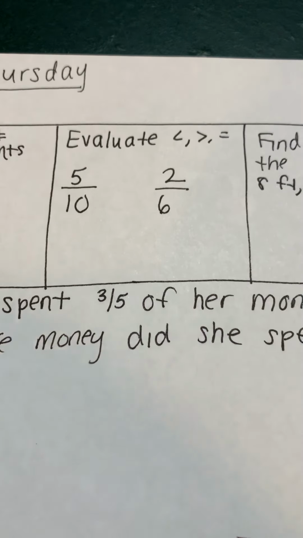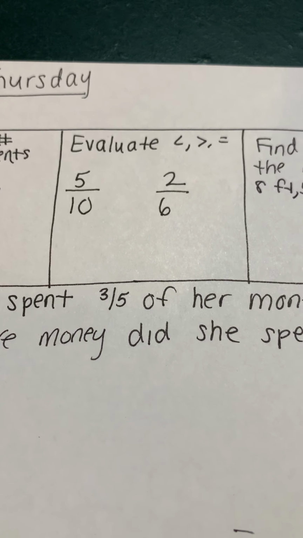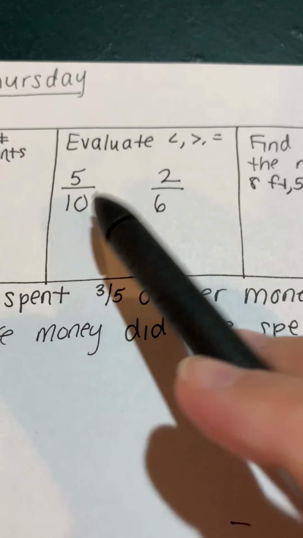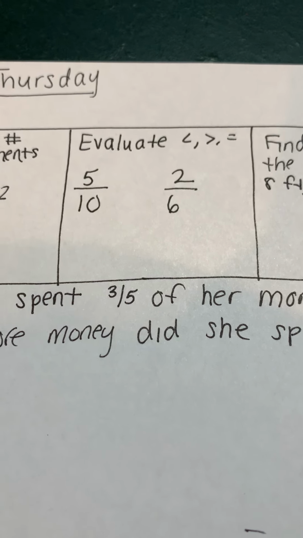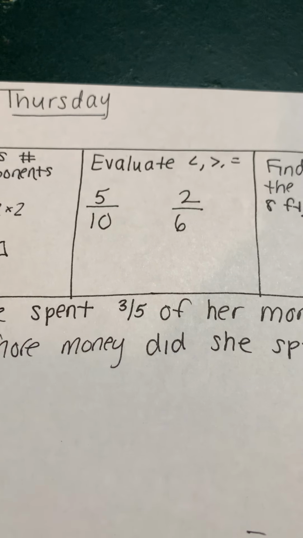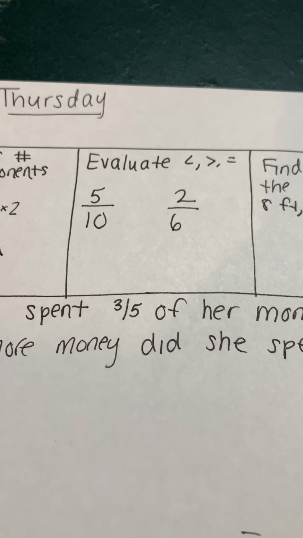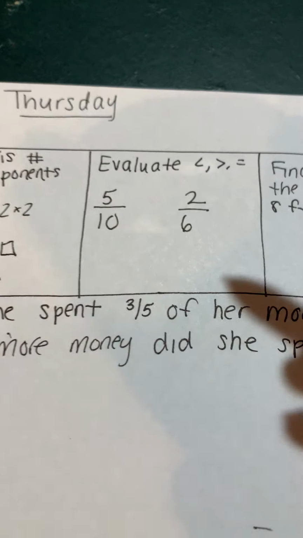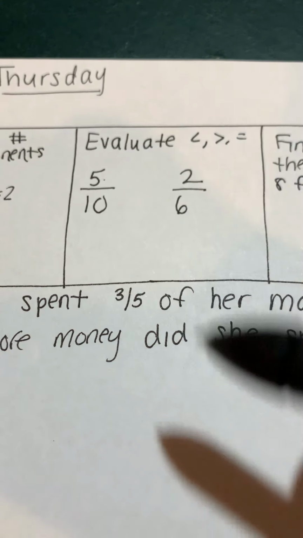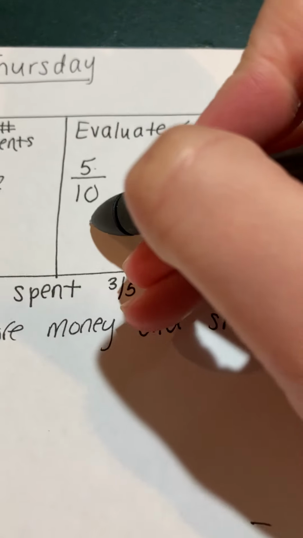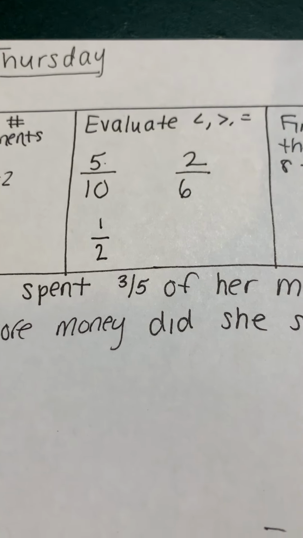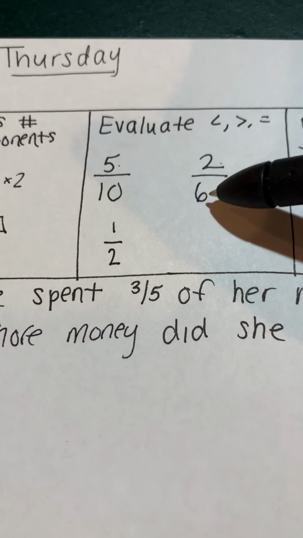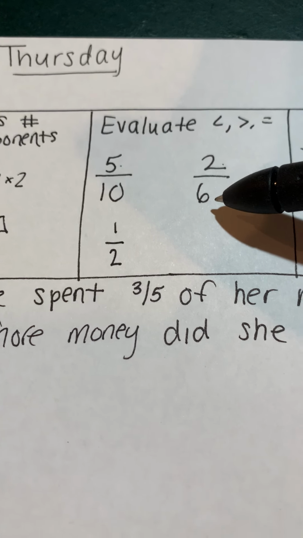Evaluate. We have 5/10 and we have 2/6. The denominators are different, so we need to find a common denominator or reduce these to figure out which one is greater and which one's less. So if you notice, 5 is exactly half of 10, so that can reduce to 1/2. 2 is not half of 6.